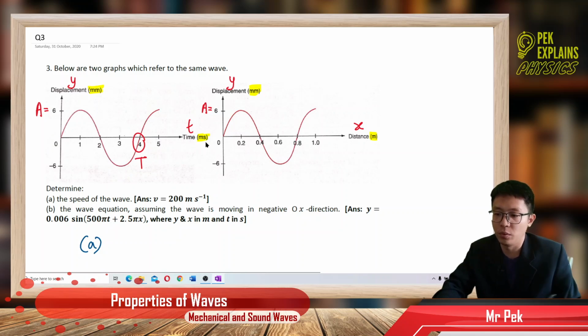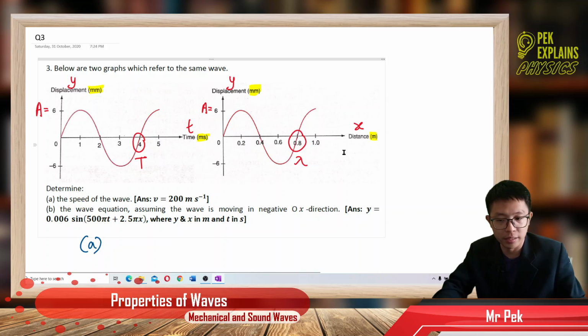And also for y versus distance graph, you can find the wavelength. The wavelength is in meter, so it's 0.8 meter. Not millimeter. Millimeter is for the amplitude. The wavelength is in meter, 0.8 meter.